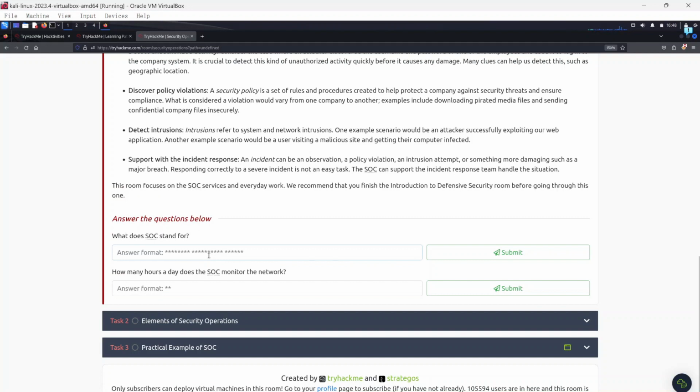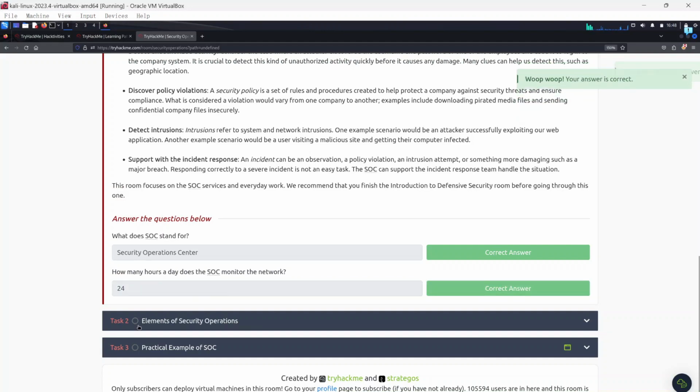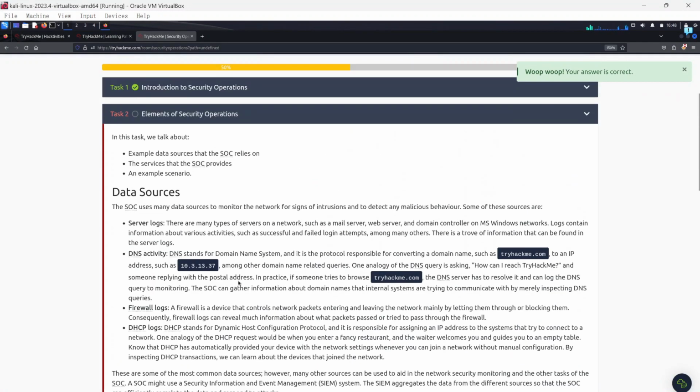That should be Security Operations Center. Correct. Now, how many hours a day does the SOC monitor the network? They monitor it 24 hours every day. And that's the answer. Heading to task 2.